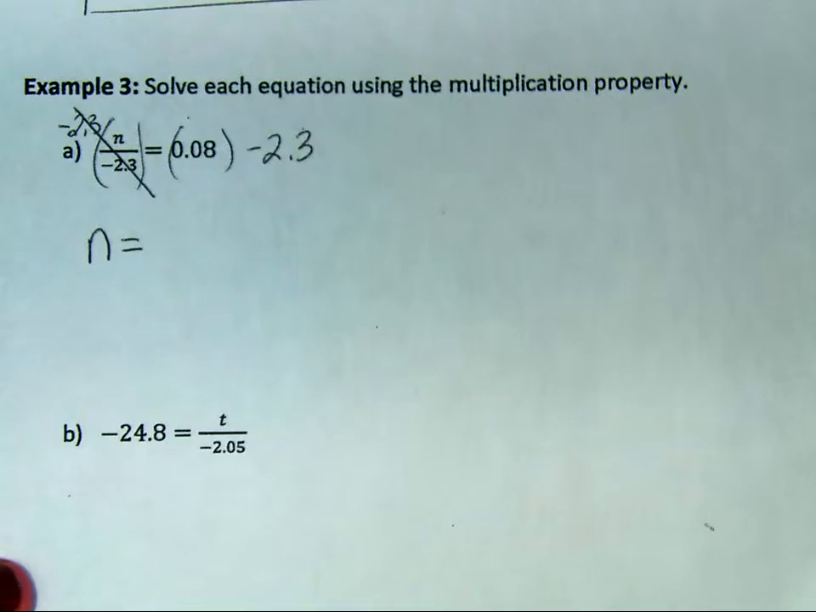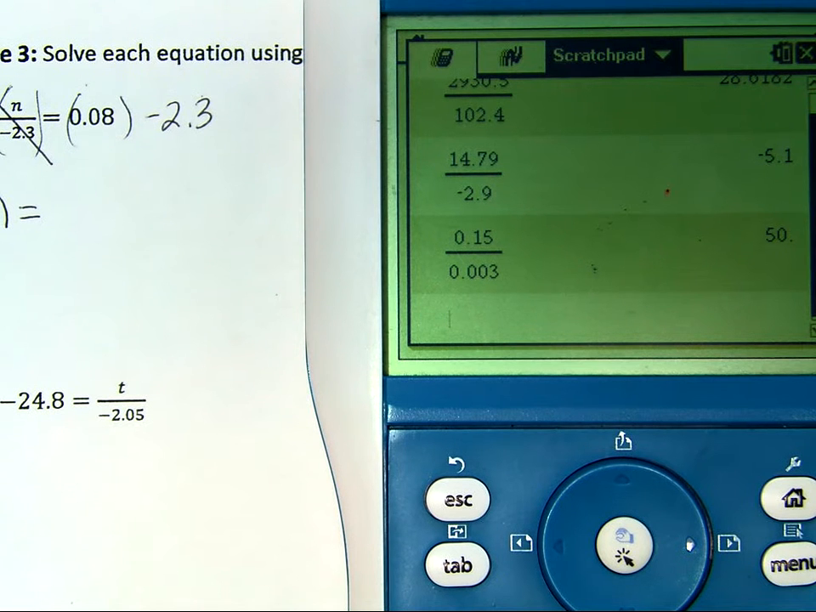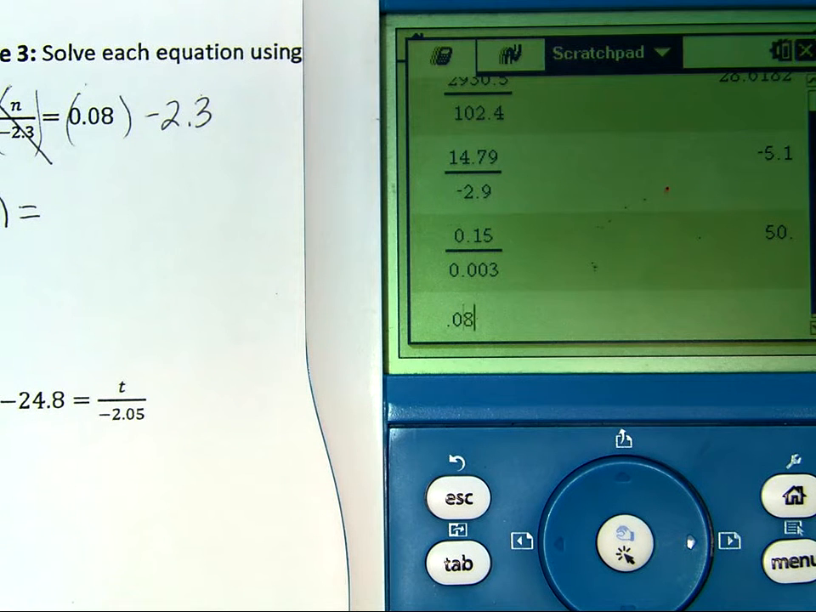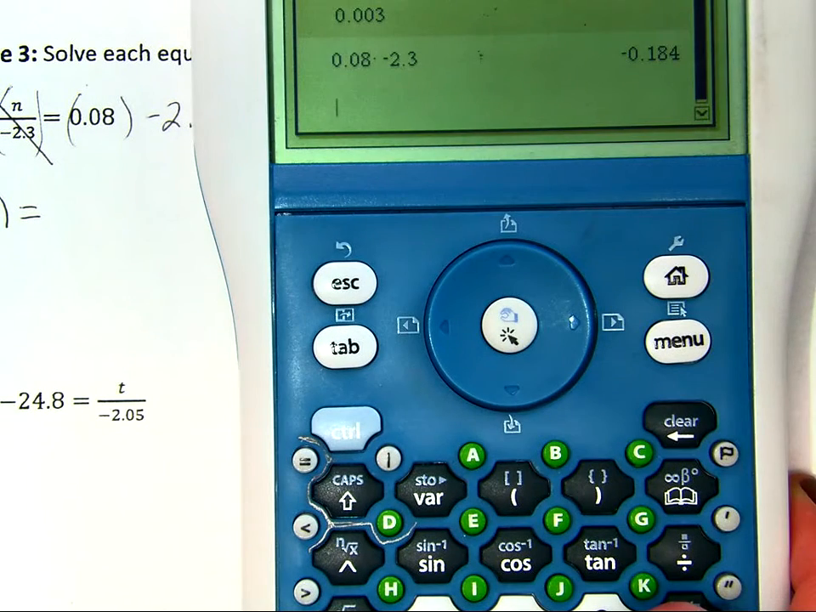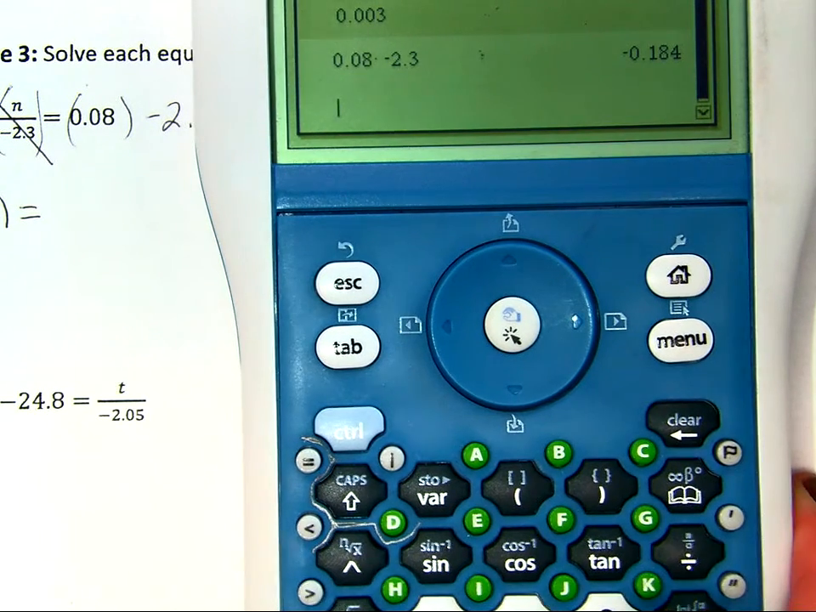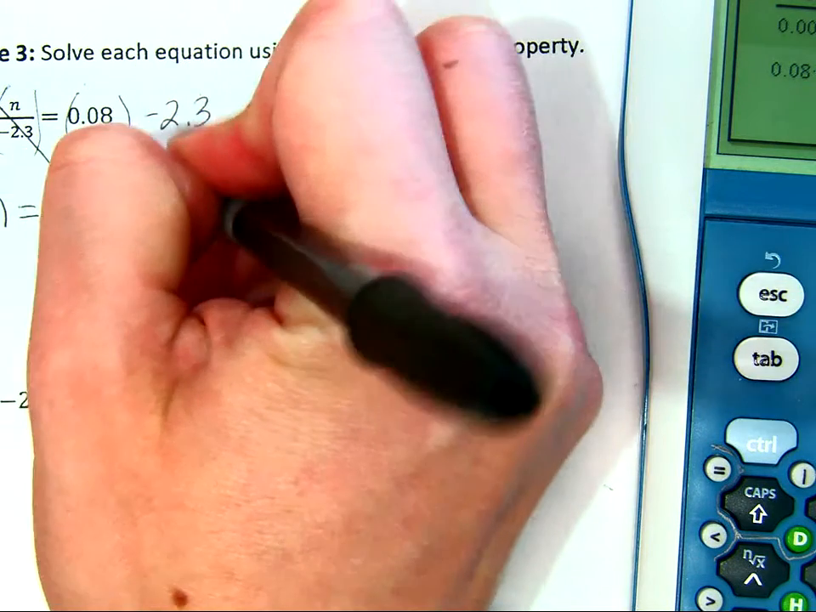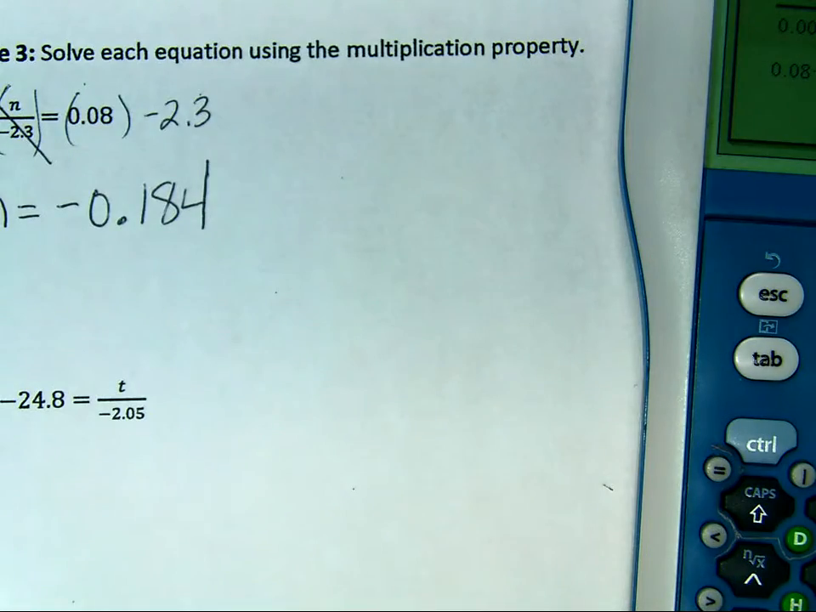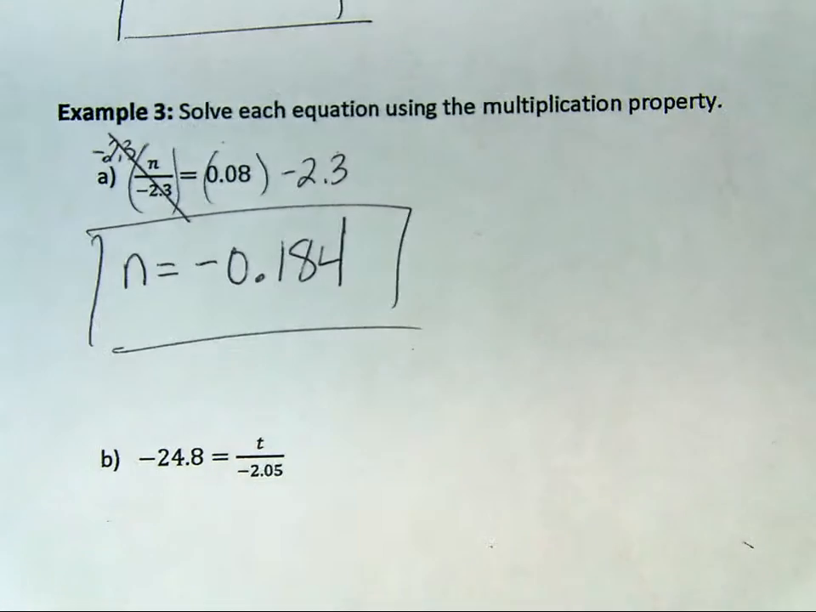And now I've got 0.08 times negative 2.3 that I need to figure out. On my calculator, that gives me negative 0.184. Okay, so I've solved for n. Done with that.